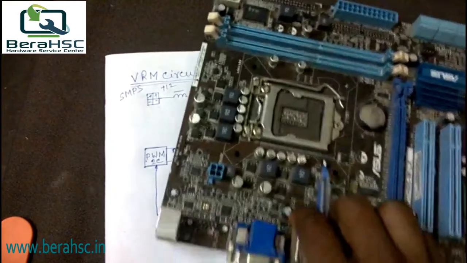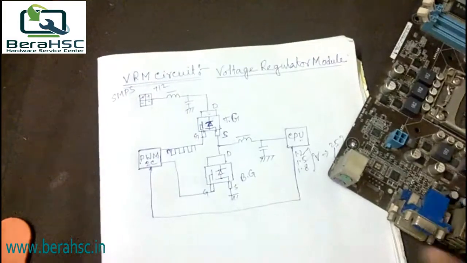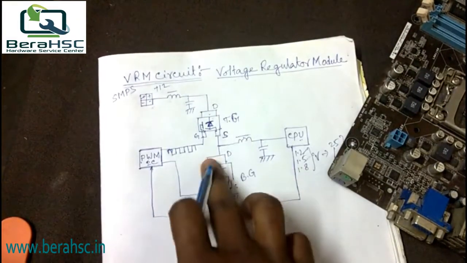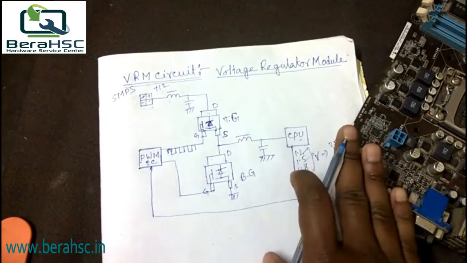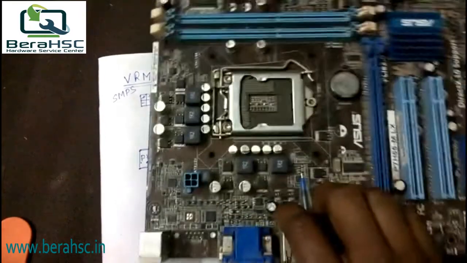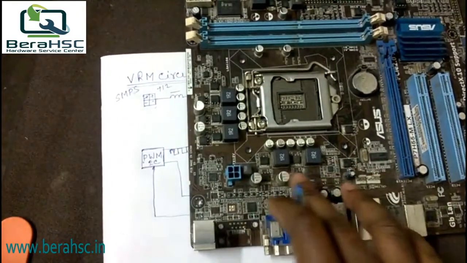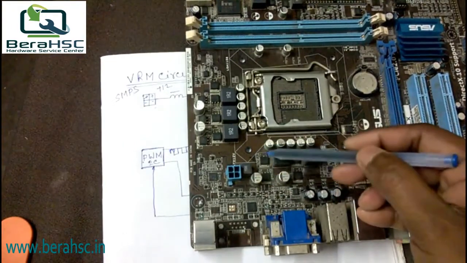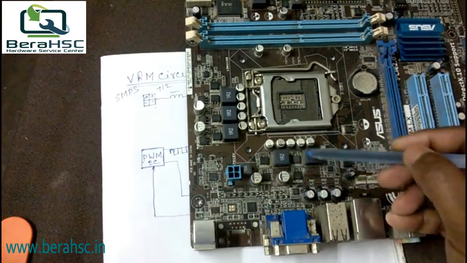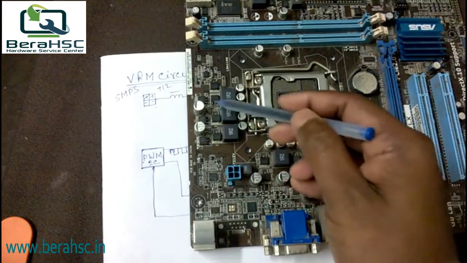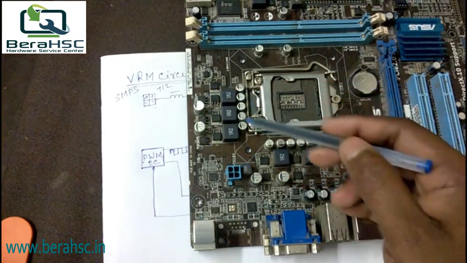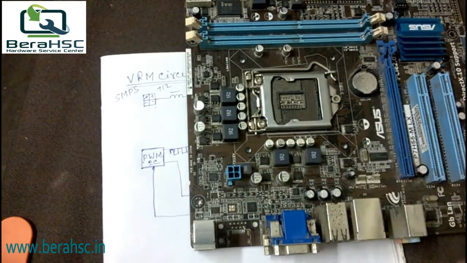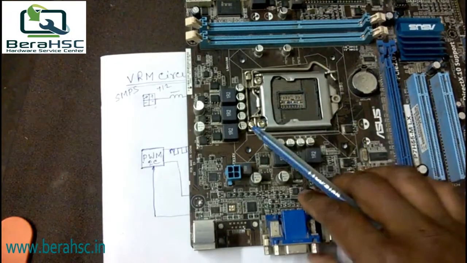This is one motherboard. This is one group of the VRM section. Different motherboards use this group various times. There is one group of VRM section, second group, third group, fourth group, and fifth group. There are five groups used for the VRM section.